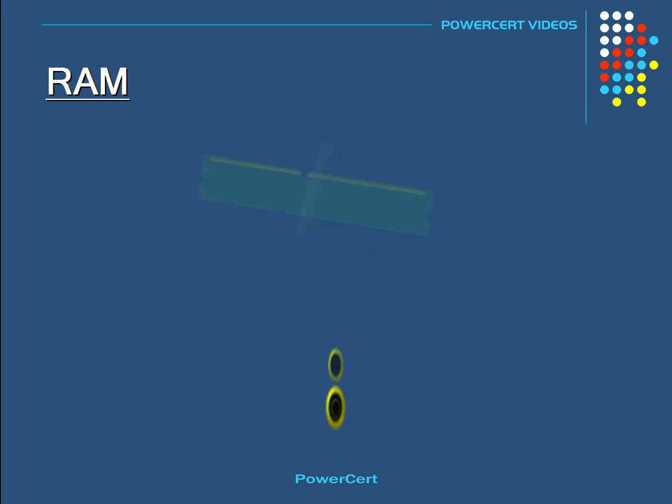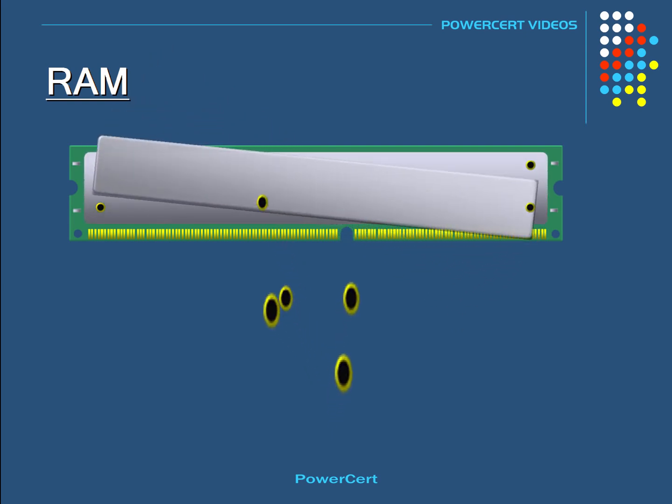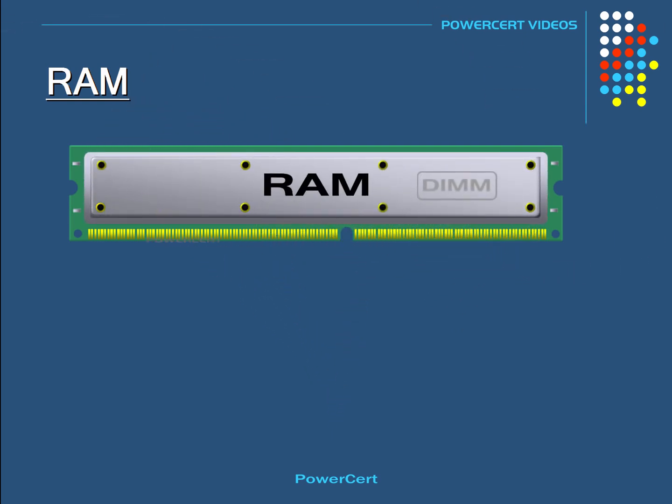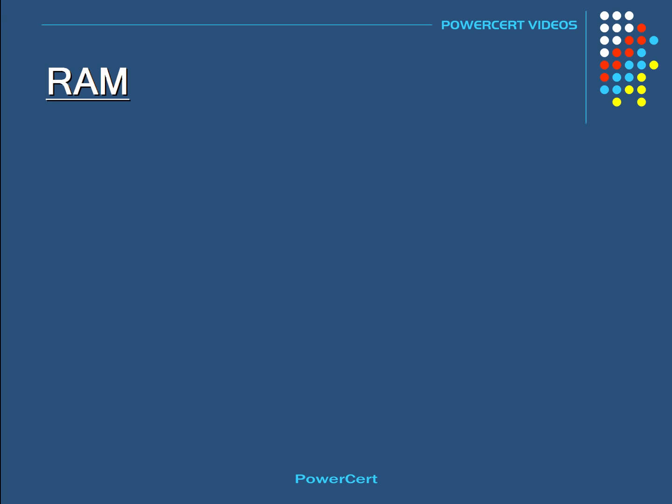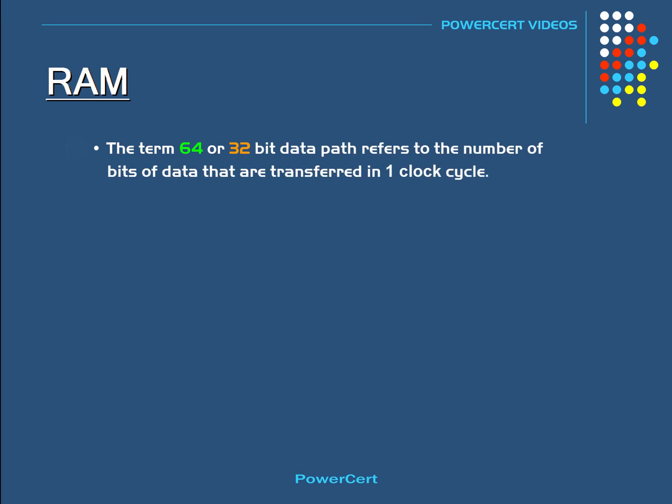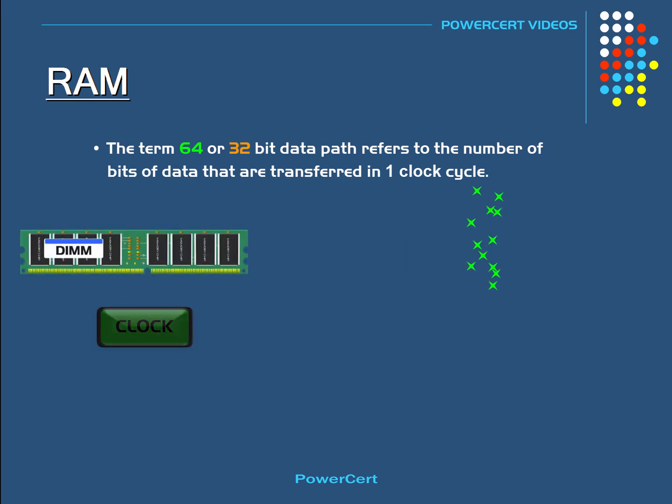So as stated before, RAM is stored on the motherboard in modules that are called DIMMs, and these DIMMs come in different memory sizes. Today they range anywhere from 128 megabytes to 32 gigabytes per DIMM. SDRAM is also rated at different speeds, but before we talk about the speed of RAM, we need to define some things first. Now the term 64 or 32-bit data path refers to the number of bits of data that are transferred at a time, or in one clock cycle. The more bits that are transferred in one clock cycle, the faster the computer will be.